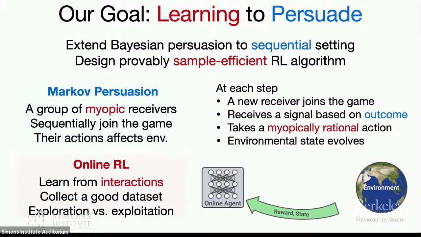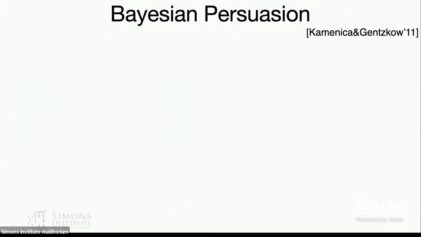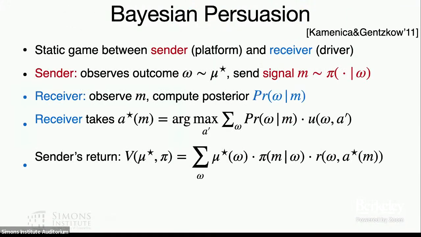Myopic means that there might be multiple receivers, but the receiver only looks at the utility at its current time step. And after taking that action, that receiver leaves the system, and at the next step, another new receiver comes to the system. That's the rational thing to do. So this receiver is very rational, right? So conditional on the information that it's got, it is doing the best for itself.